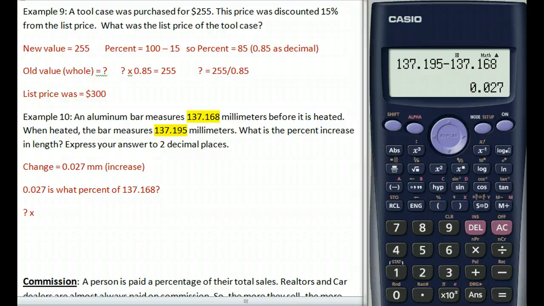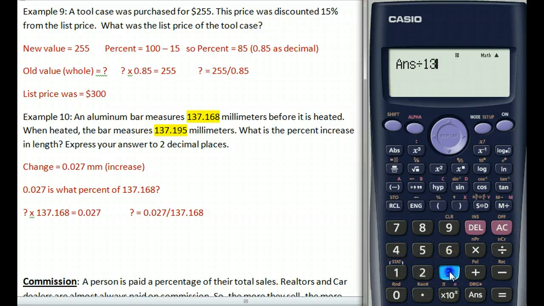So question mark times the whole is equal to the part, 0.027. So again, to find my question mark, I divide by whatever it's multiplying. So 0.027 divided by 137.168. So let's do that. Divided by 137.168, and I get, as a decimal, scientific notation. Good thing we know how to work with scientific notation.